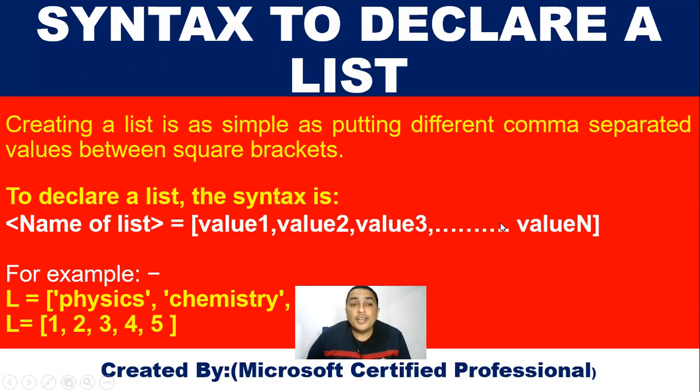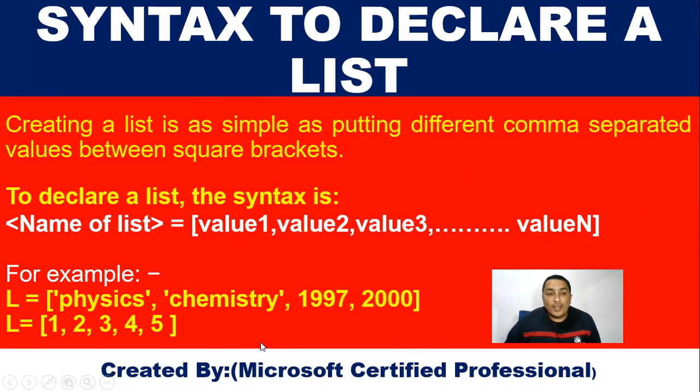So dear student, creating a list in Python is very simple. You can put different comma separated values in square brackets and create a list. This is an example of a list. L equal to square braces physics comma chemistry comma 1997 comma 2000. So in this way you can create a list.